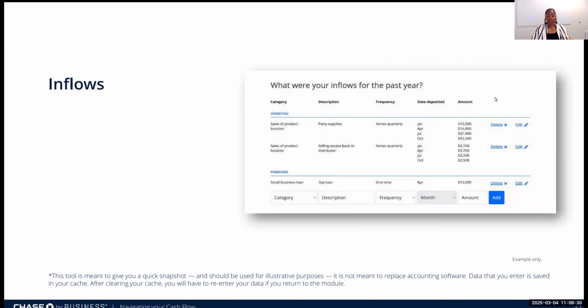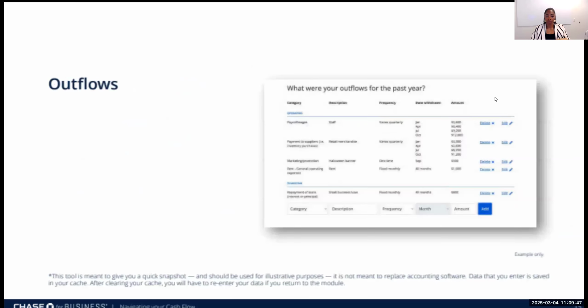So what it basically is going to do is that you're going to go in there, and it's going to prompt you for your inflows. So operating: sales of product, location, party supplies, how much you're getting for that. And then you put the date, right? You just input that and you put the categories. If you have financing on there, if you got a loan, it's going to calculate that for you. And then same thing with your outflows. So payroll, payment to suppliers, paying for marketing, things like that. It's going to add it.